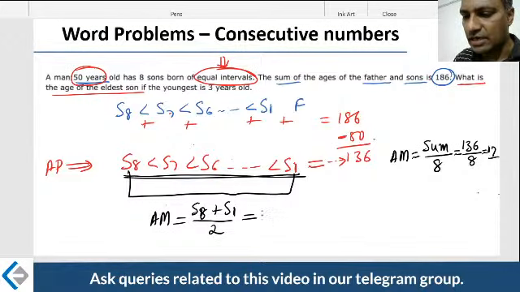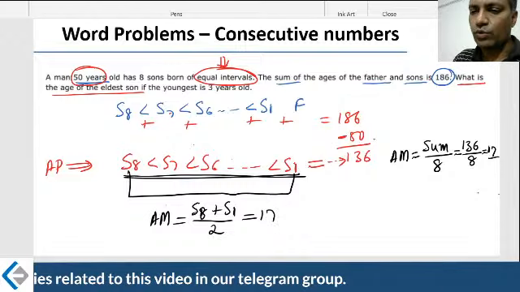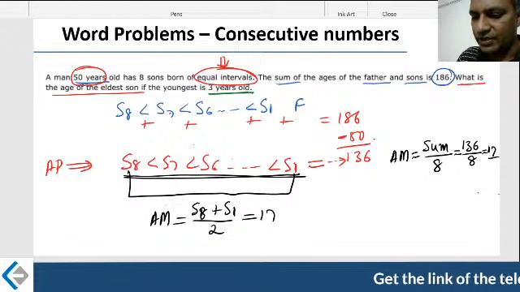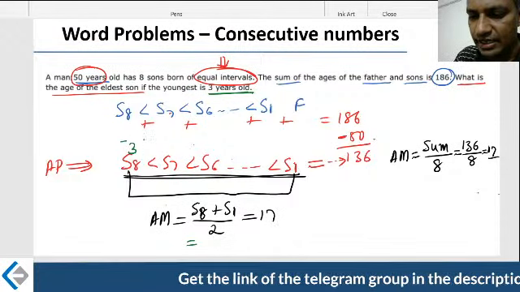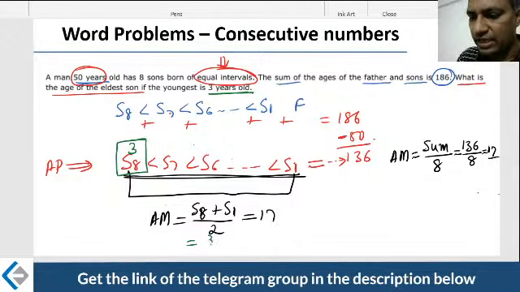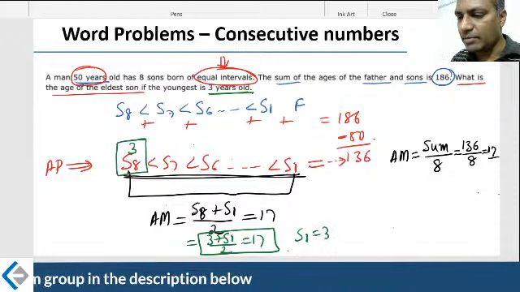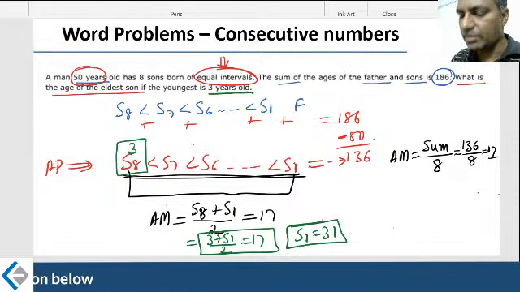Therefore I know that s8 plus s1 divided by 2 is 17. So what is the age of the youngest child here? The youngest child, s8, is 3 years. Substituting, 3 plus s1 divided by 2 is 17. Therefore s1, the eldest son, is 34 minus 3, which is 31 years.